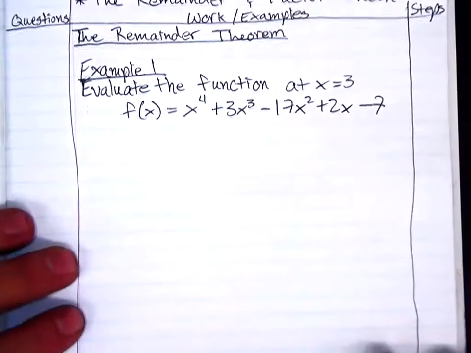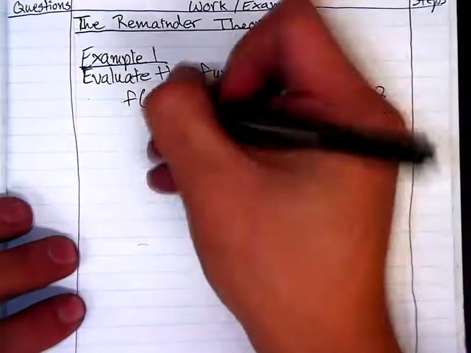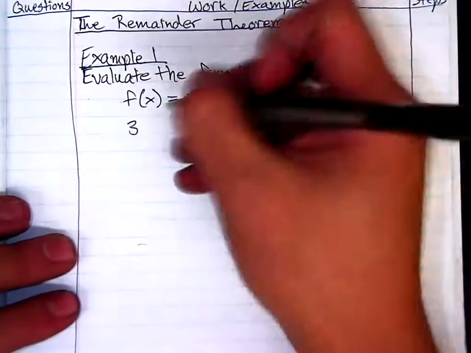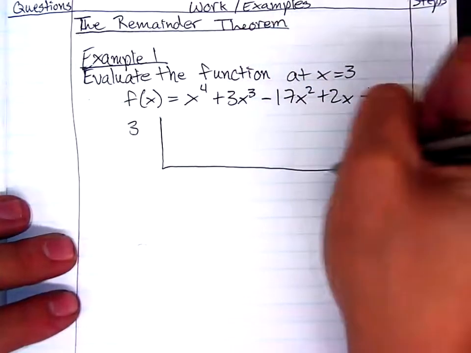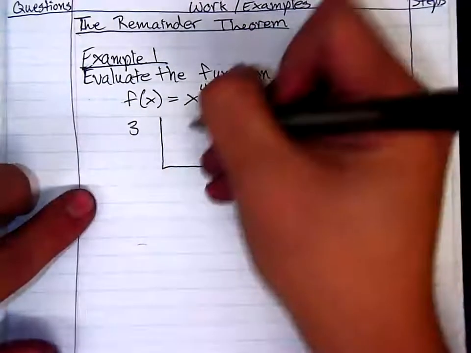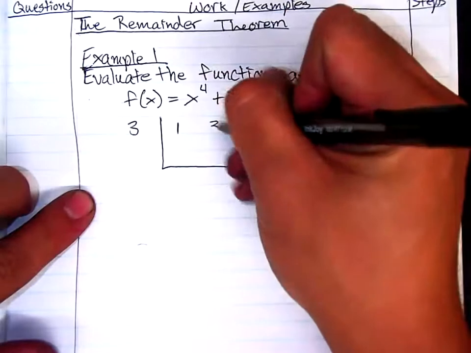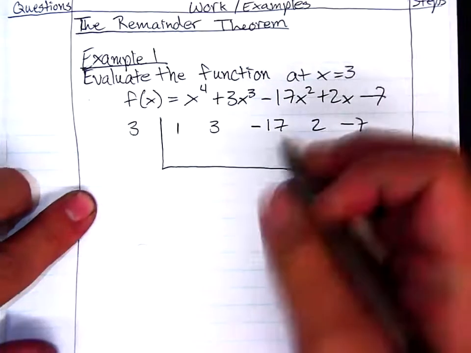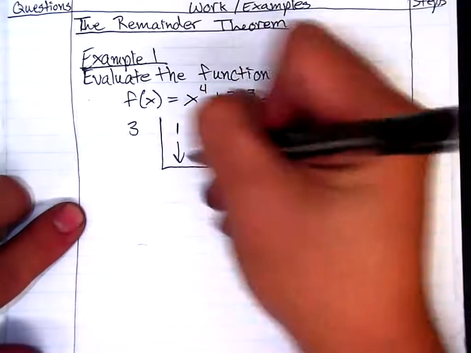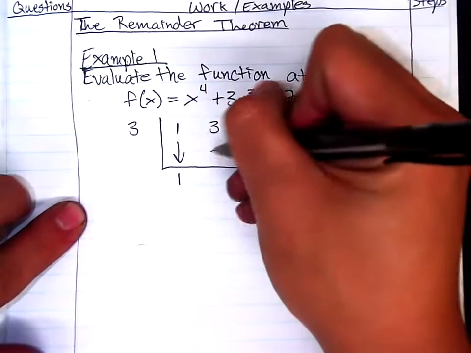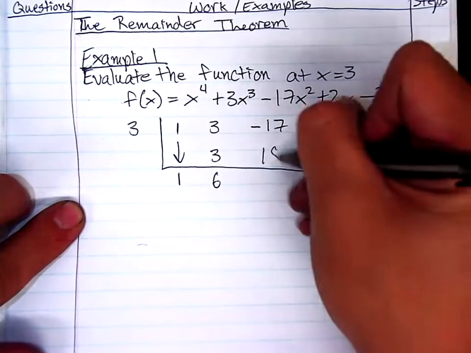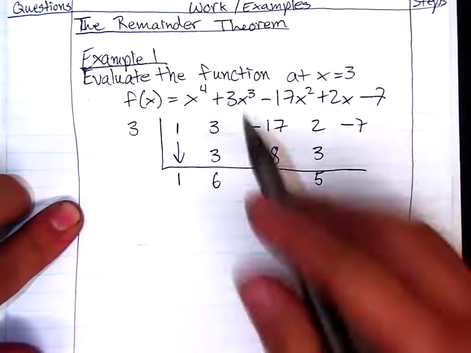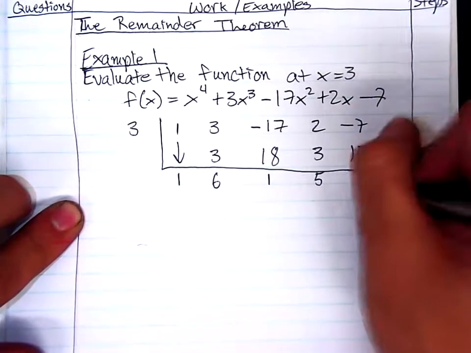Okay, so just as we learned previously, we're going to set up synthetic division. With x equals 3, that's exactly the value you're going to use for our division. So here, there's going to be a 1, a 3, negative 17, 2, and negative 7. Okay. So continuing with synthetic division, bring this down, we get a 1, multiply, I get 3, 6, multiply, 18, that would be 1, multiply, 3, 5, 3 times 5 is 15, 15 minus 7 is 8.